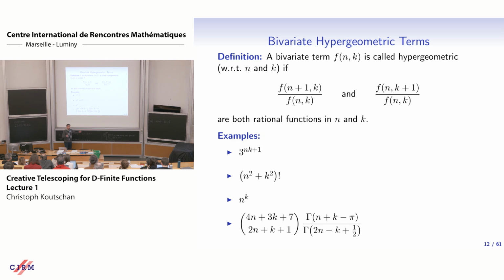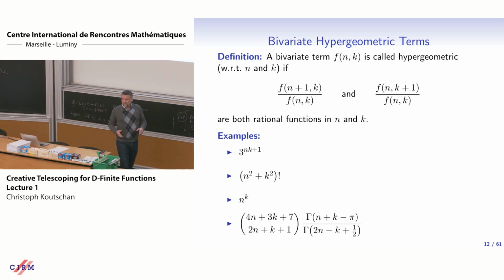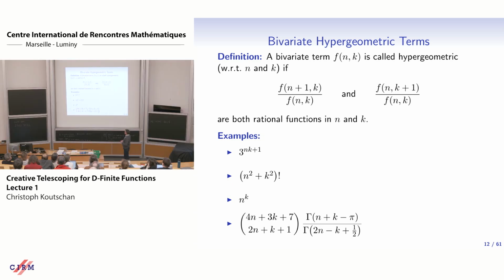And again, we do a little quiz. So here you see 4 examples that I came up with, and I ask you to take a second. And let's not use this tool because it doesn't work properly. Let's just discuss it live. For which of these expressions does it hold that both shift quotients are rational functions in n and k?